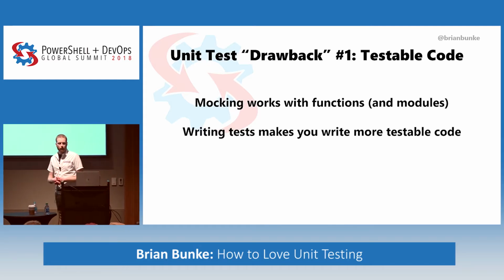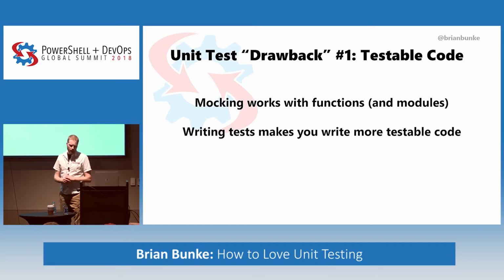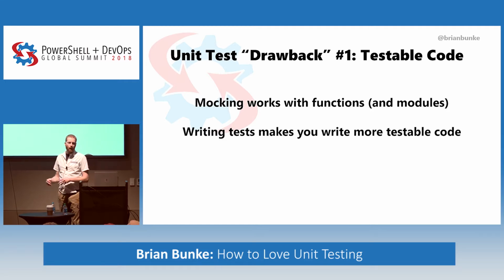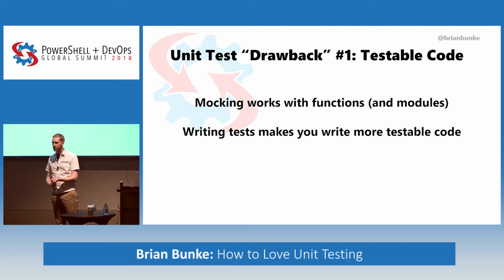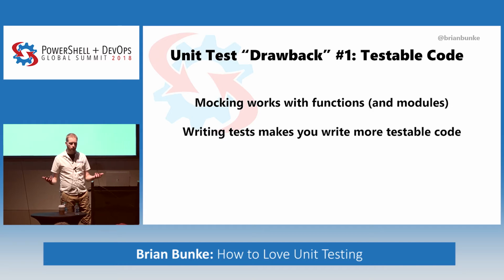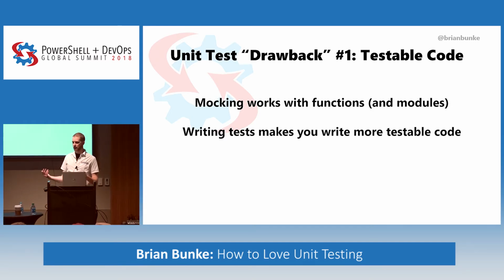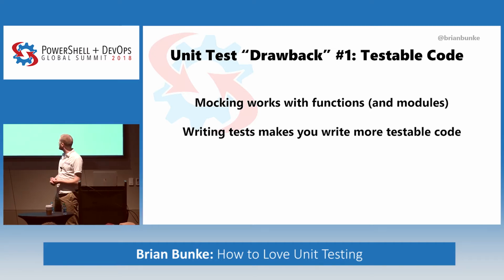So we need to talk about a few drawbacks, and this first one is drawback in quotes. You need to write testable code for mocking to work properly. Mocking works with functions and modules primarily. If you have just basic scripts that aren't parameterized, if you have C# or .NET, there's plenty of well-documented problems with that in Pester tests, most of which include just wrapping them in PowerShell functions. So you need to write parameterized functions. And writing tests makes you write more testable code.